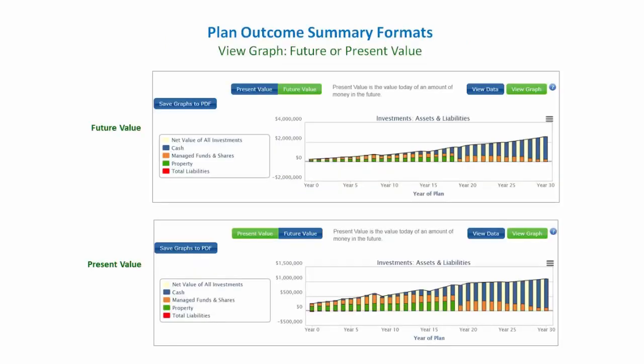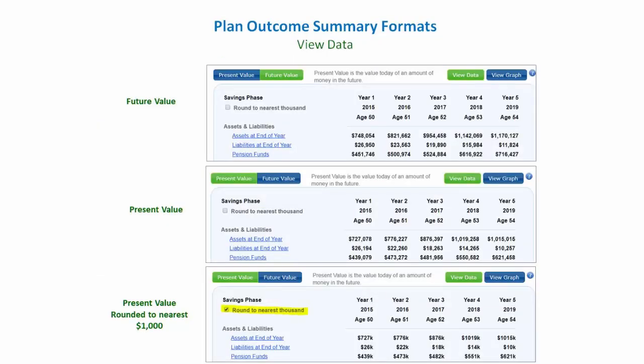On the summary page, the information may be displayed in either future value or present value. Present value are figures which equate to what you could purchase with that money in today's dollar value. That is, the future value has been discounted for the effect of inflation. The data has been divided into 5 yearly sections for both the savings and retirement phase. In addition to viewing the exact results, you may choose to round these values to the nearest $1,000. Some people have difficulty with large sets of figures, and this will simplify the view.